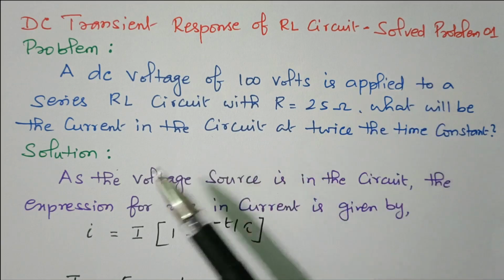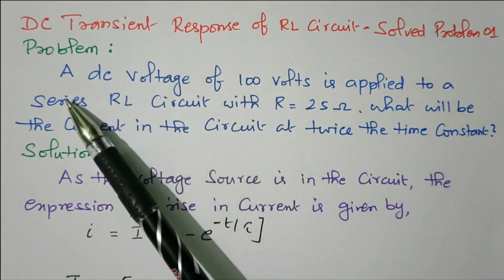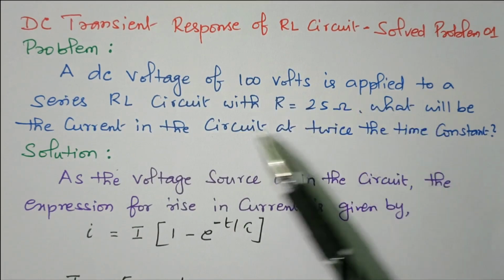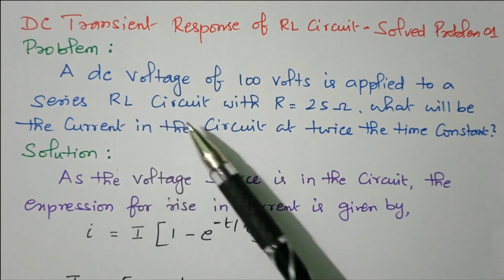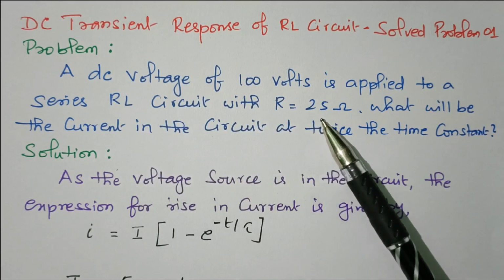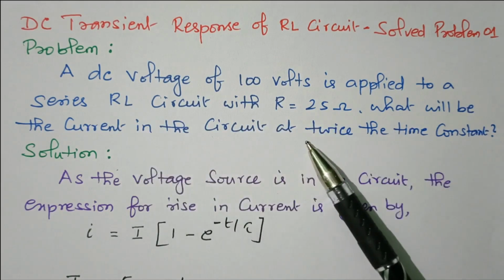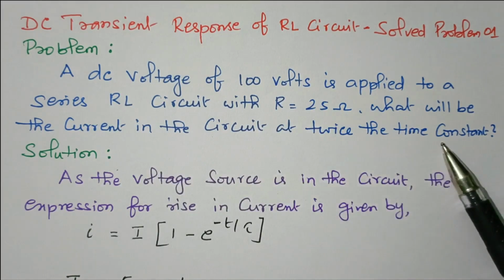Now we'll go to the problem. The statement of the problem is: a DC voltage of 100 volts is applied to a series RL circuit with R equal to 25 ohm. What will be the current in the circuit at twice the time constant?